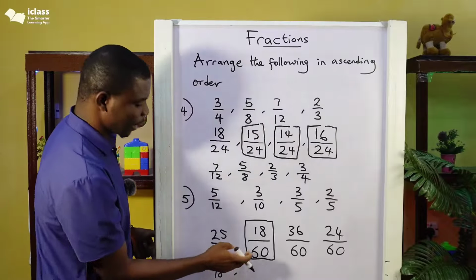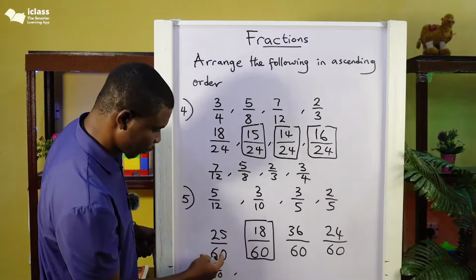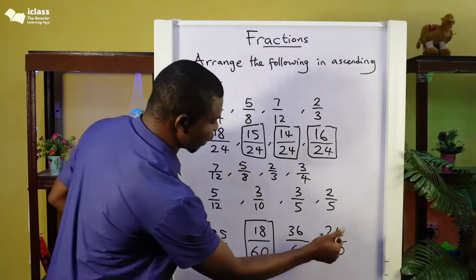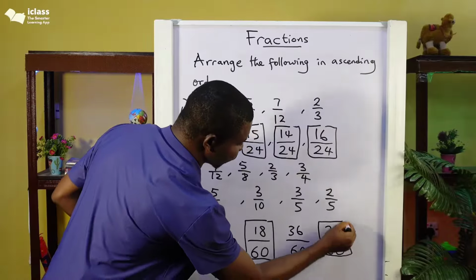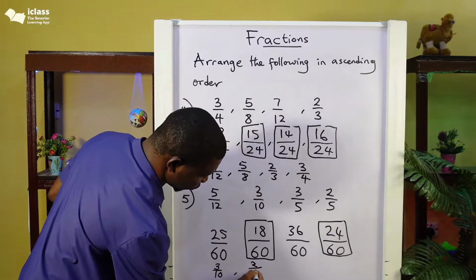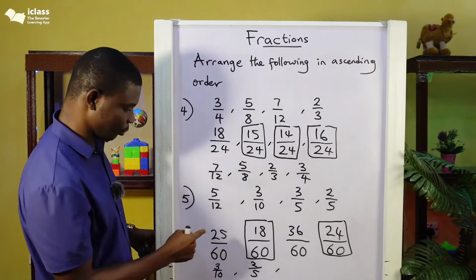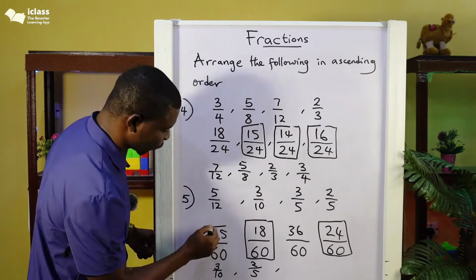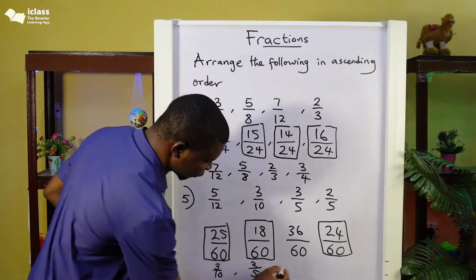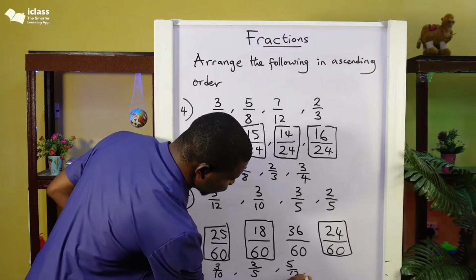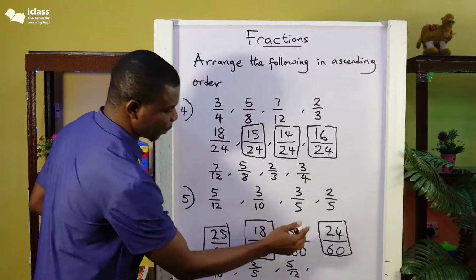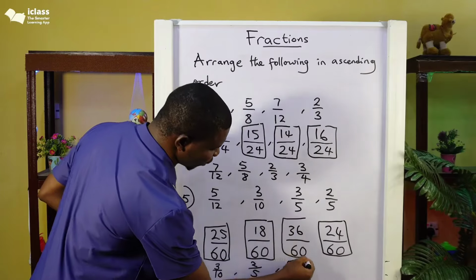And then the next is 24 over 60, which is 2 over 5. The next is 25 over 60, which is 5 over 12. The next is the biggest, which is 3 over 5.